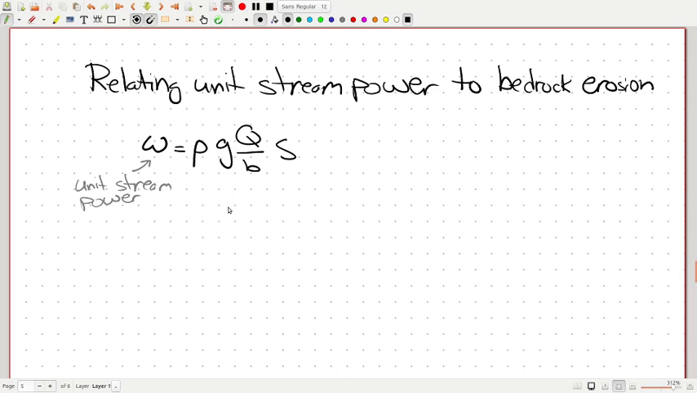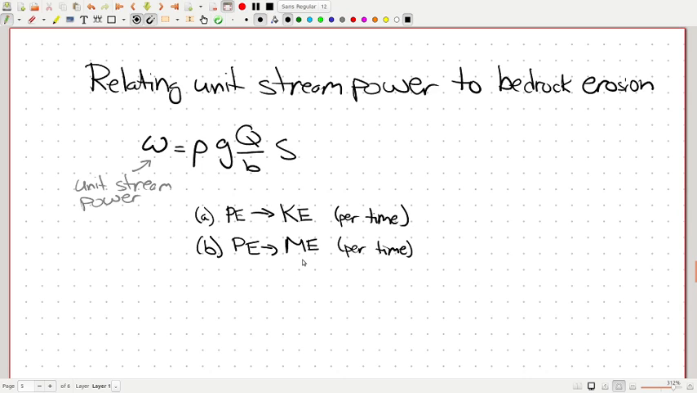So PE to KE, that's option 1, per time. And then option 2 is potential energy to ME, so mechanical energy per time. And this mechanical energy term is this garbage can term that we kind of ignore in introductory physics classes, but it is actually quite important, because it relates not only to the heat that is generated, so we can think of things like shear heating.